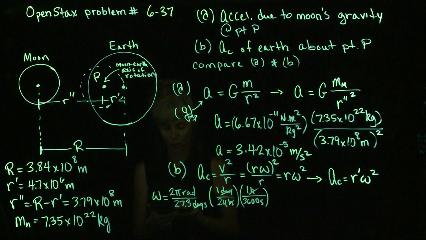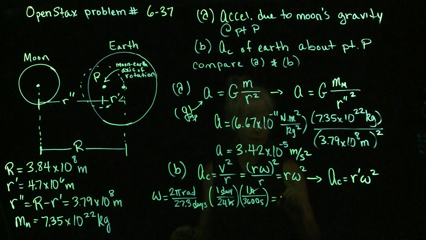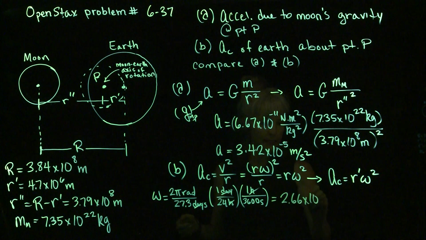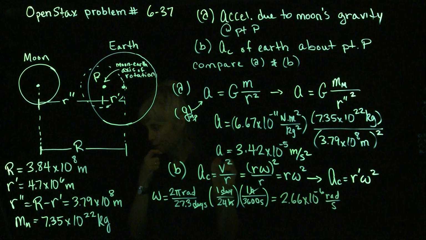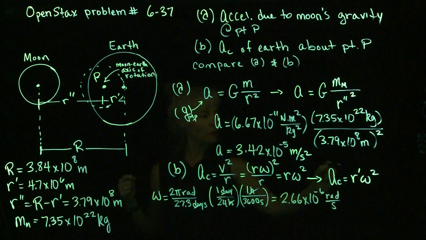So going ahead and working out the exact value here, we come up with an angular velocity of 2.66 times 10 to the minus 6 radians per second. So that's our angular velocity. And now what we're going to do is go ahead and plug everything in.